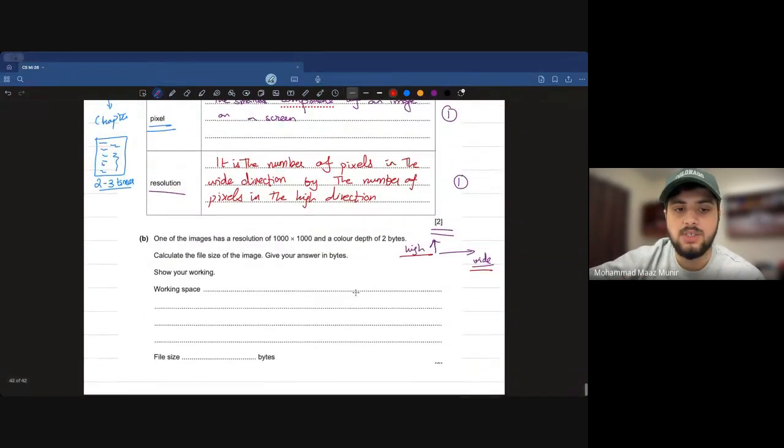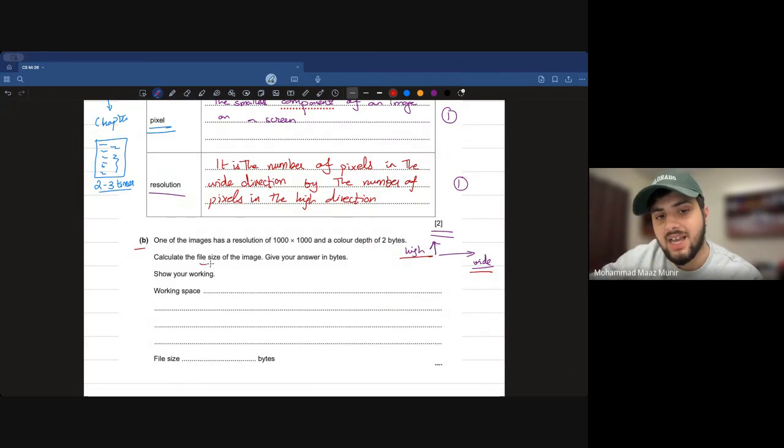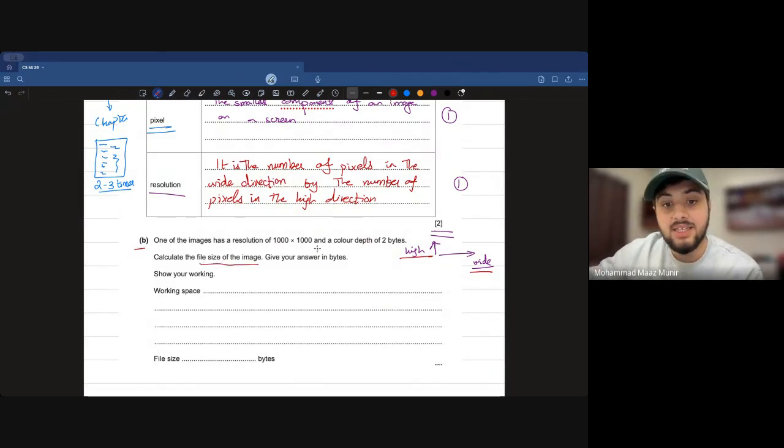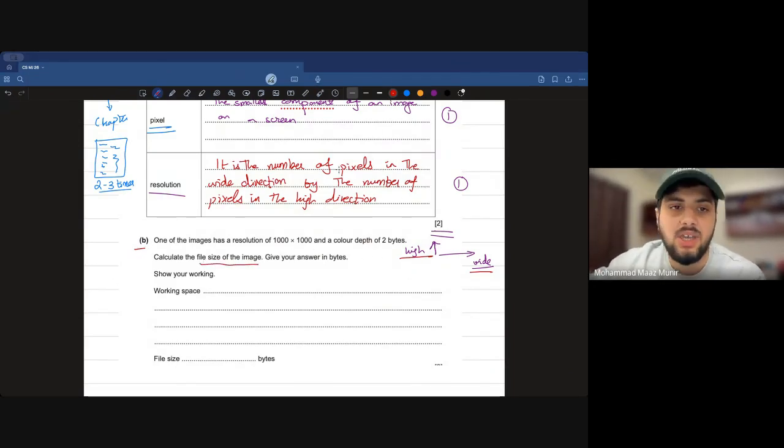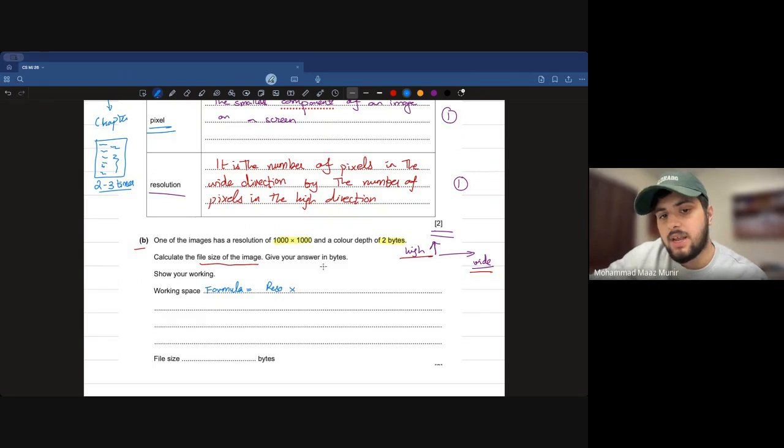So now coming to part B. This part B states that we have to deal with calculating file size. That's a pretty good question, one that I wanted to discuss with you guys. It says that we have a resolution of 1000 by 1000 and a color depth of 2 bytes. Before moving on, I have one question for you all: what's the formula? Let me write the formula first.